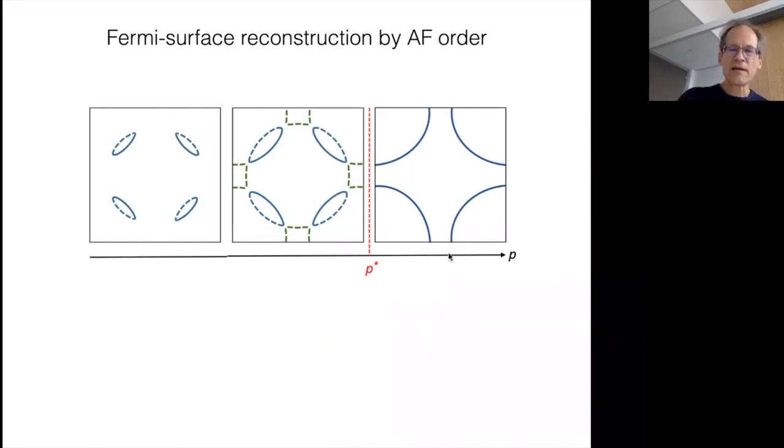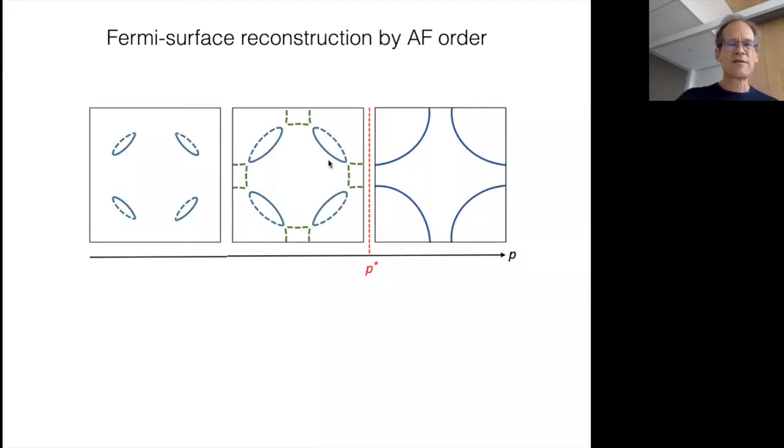At high doping, we know very well that the Fermi surface consists of these sort of circular, single cylinders. So here I'm just drawing the Brillouin zone in the plane. These should be thought of as cylinders if you go out of the plane, and they contain 1 plus p carriers. So that's all well understood.